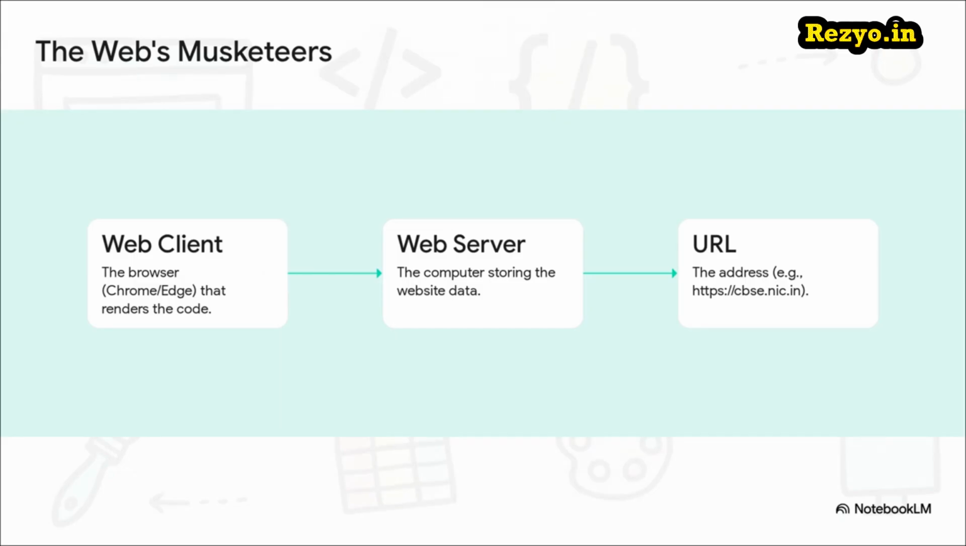The easiest way to think about it is like ordering a pizza. Your web browser, that's the client, is you deciding you want pizza and making the call. The URL, that's the address for the pizza place you looked up. And the server, that's the pizza place itself, a big computer that stores the website files, takes your order, and sends them right back to you. That simple conversation is how the entire web works.